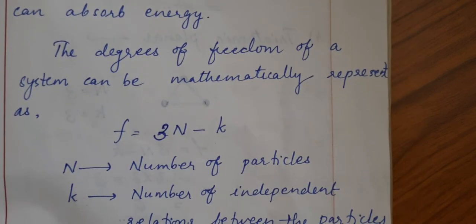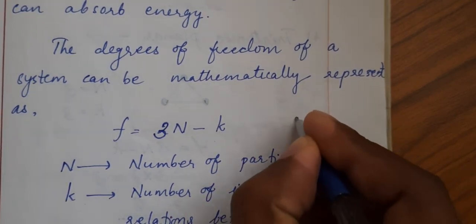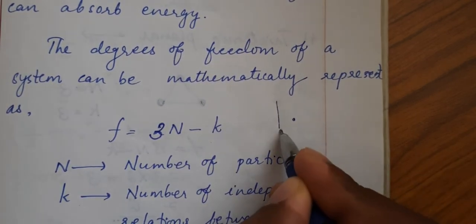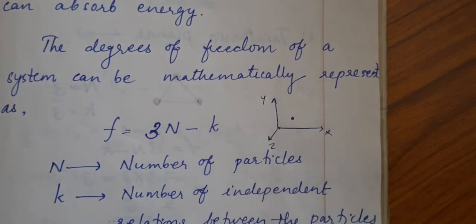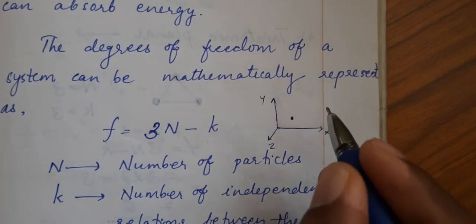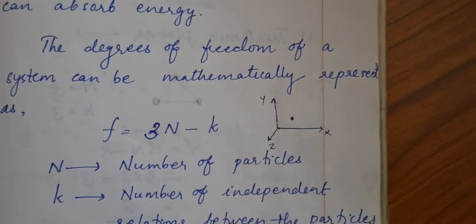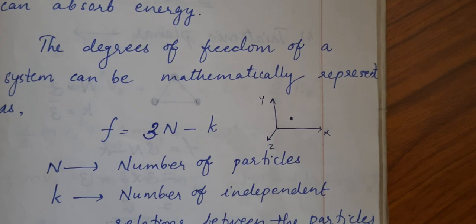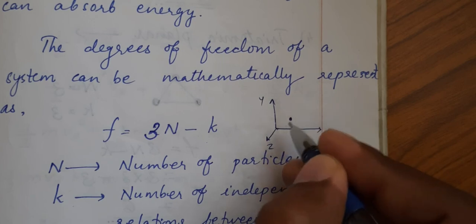It can be explained like this: consider a molecule, let it be a gas molecule in space. That means it has an x axis, y axis, and z axis in space. It can move in the x direction, y direction, or in the z direction. So it is free to move in all three directions, so I say it has a degree of freedom of 3. These are the three independent ways in which this molecule can move.